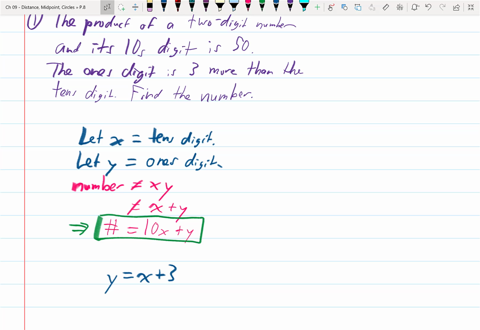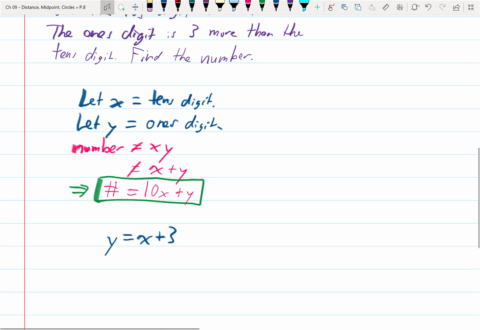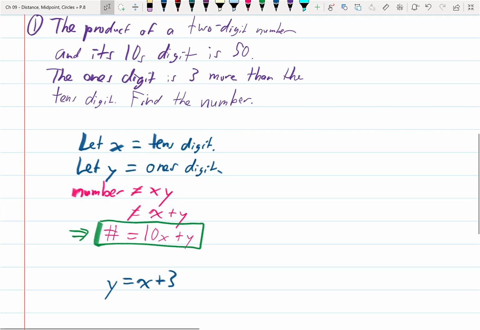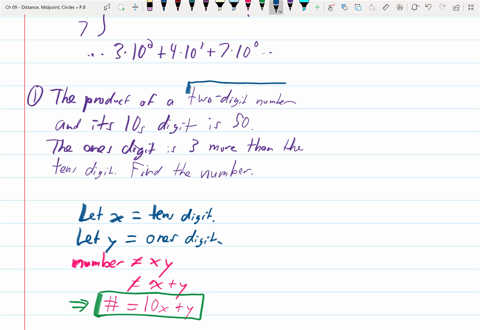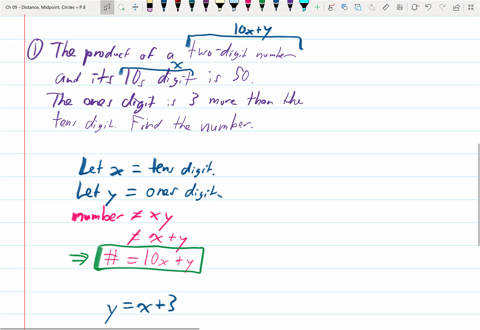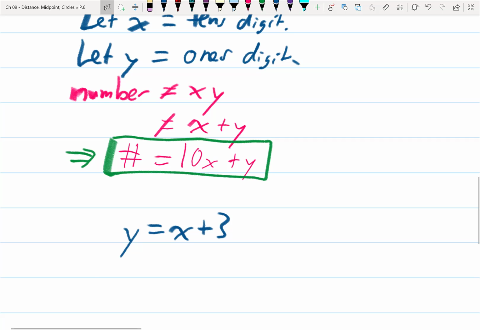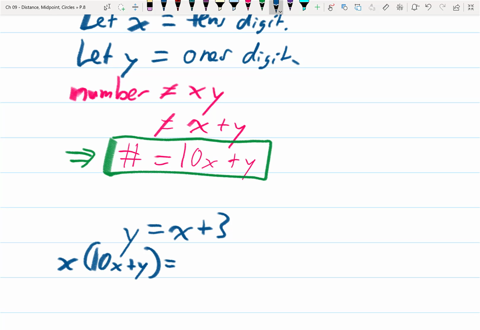The product of a 2-digit number and its tens digit. So I'm going to take the 2-digit number. Let's go back up. What is the 2-digit number? 10x plus y. That was what we said the number is. What's its tens digit? X. No, just x. Its tens digit we defined as x. Look at your let statements. Its tens digit is just x. So product is a word that means the answer to a multiplication. So we go 10x plus y times x is what?